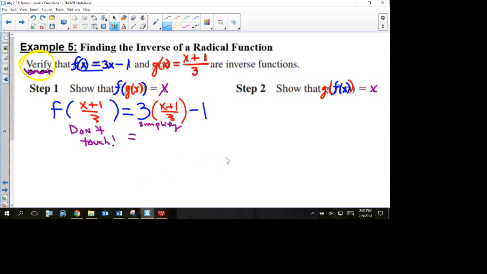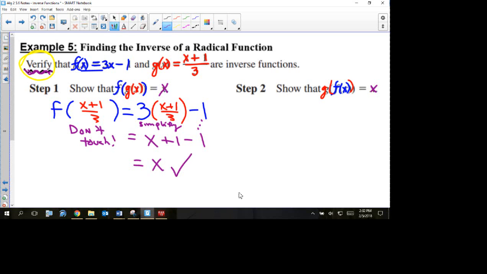So on the right side, we're going to do 3 multiplied by x plus 1 divided by 3, and then minus 1. So you think, all right, if I take x plus 1, and I divide it by 3, and then I multiply by 3, what does divide by 3 and multiply by 3 do? So I just get x plus 1, and we bring down minus 1. Now, if I have plus 1, and then I have minus 1, they cancel out, and we get x. And the goal was to show that it does equal x.